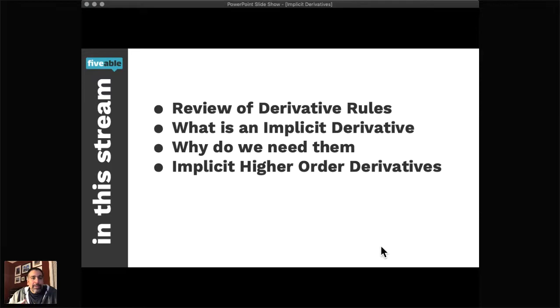why do we need them. So what's the difference between the regular derivatives we've been taking and the idea of these implicit derivatives? And then the last thing we'll try to look at this evening is what happens when you're asked to take a higher order implicit derivative.